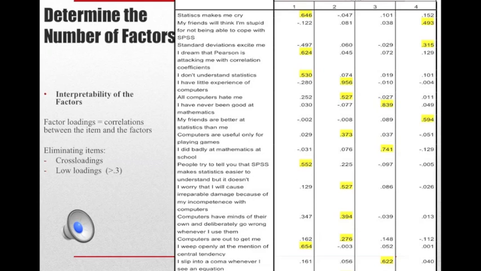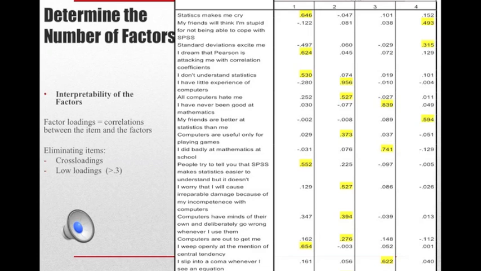Another criterion, and I would say the most important one, is the interpretability of the factors. Solutions with different numbers of factors should be examined, and the item grouping that makes most sense from a theoretical point of view should be selected. In our case, we should probably compare the solution with 3, 4, and 5 factors.